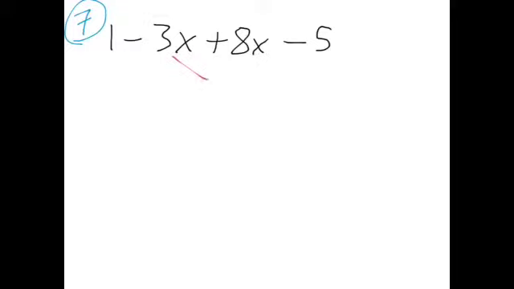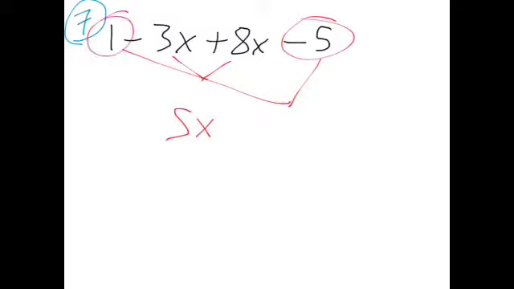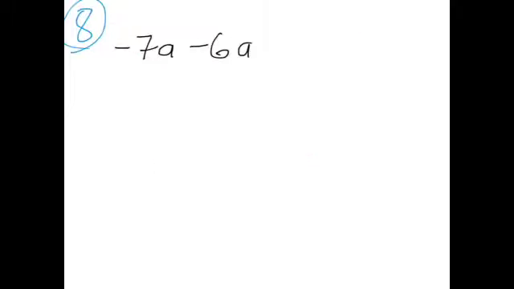On 7, these middle ones are going to combine, and then the outside ones are going to combine. So negative 3x plus 8x is going to give you 5x. 1 minus 5 is going to give you negative 4. And so we're going to have 5x minus 4 as our final answer.